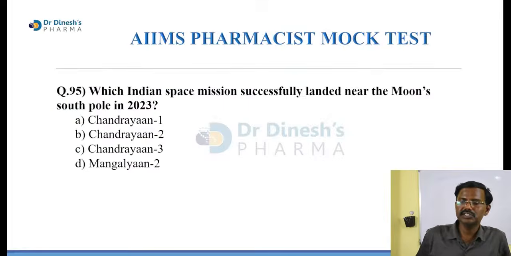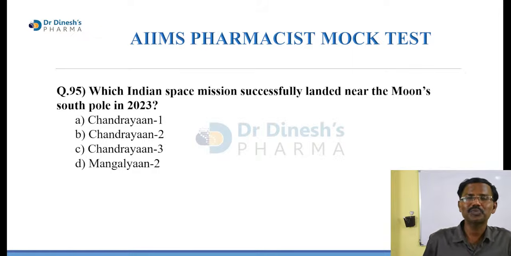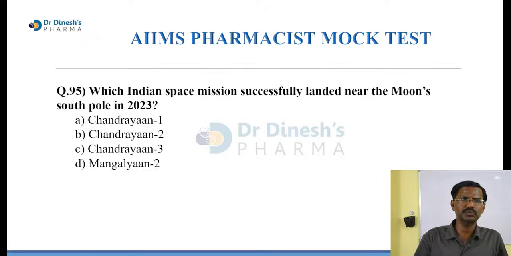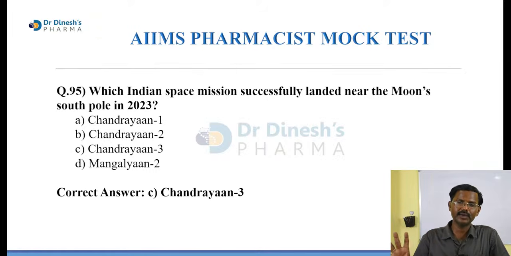Next, which Indian space mission successfully landed near the moon's south pole, and this is the major discovery from India in astronomy and aerospace, right? So everyone knows Chandrayaan, but there is Chandrayaan 1, Chandrayaan 2, Chandrayaan 3, and Chandrayaan 4 is going to come, not yet, but just focus on 1, 2, 3.